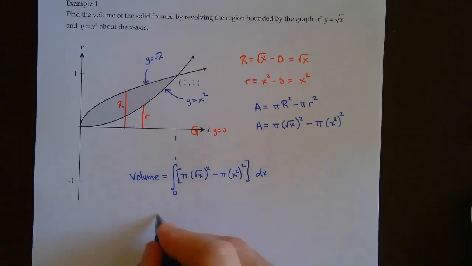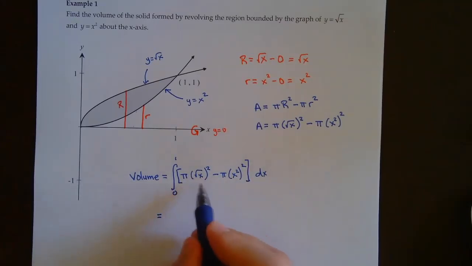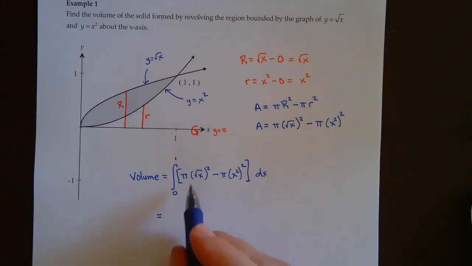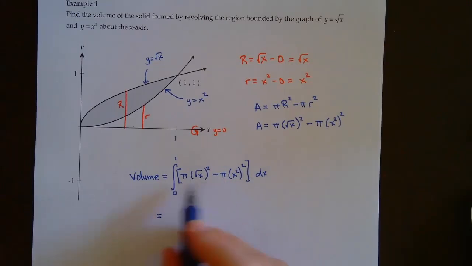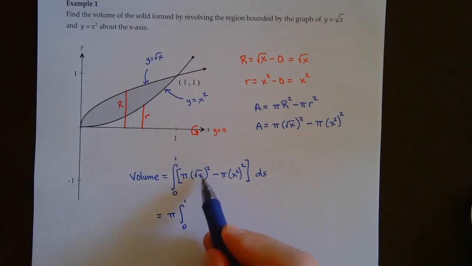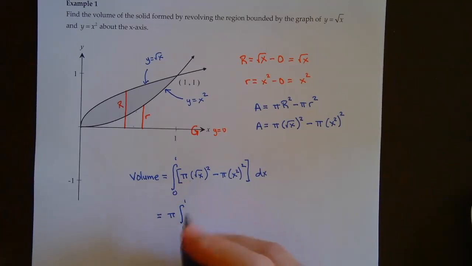Okay, I am going to clean this one up a little bit. So from here, this is the circle, the big circle, the little circle, and the thickness of it. So what I'm going to do is factor a pi out of this. So pi times the integral from 0 to 1. And then the square root of x squared is just x. So this is going to be x minus x to the 4th, because x squared squared is x to the 4th, and then times dx.